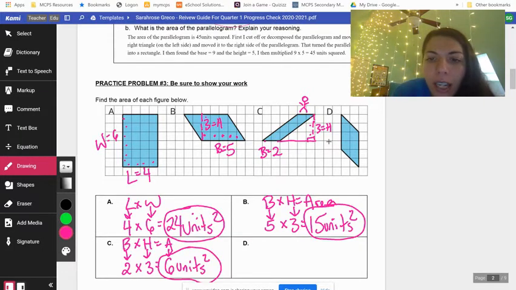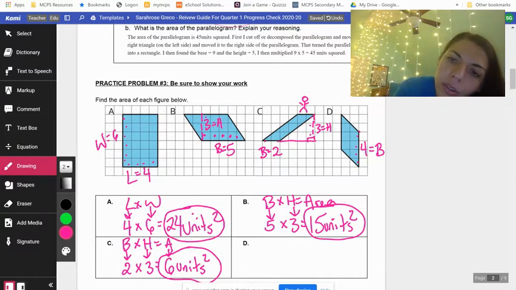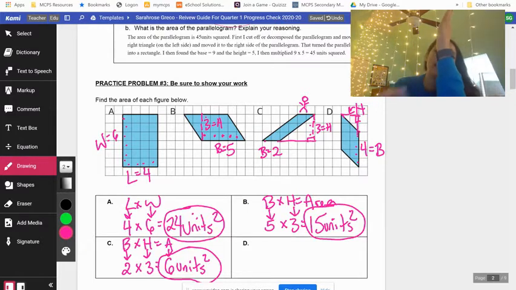Then for letter D, I don't like having a base on the side, so I'm going to make my base right here. 1, 2, 3, 4. 4 is my base, so I'm looking at it sideways. And my height is going to be 1, 2. Let's do height. Remember, we've got to make perpendicular lines with our base. So if our base is like this, our height has to be perpendicular to it. And so that's going to be 2. So my height is 2.